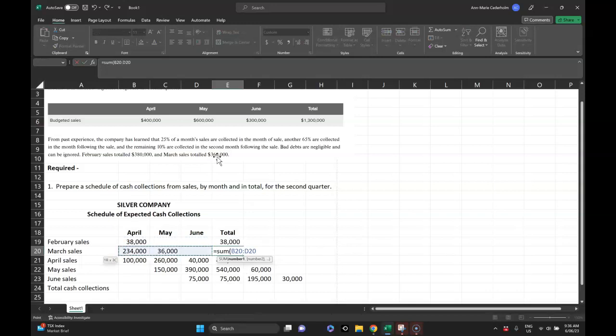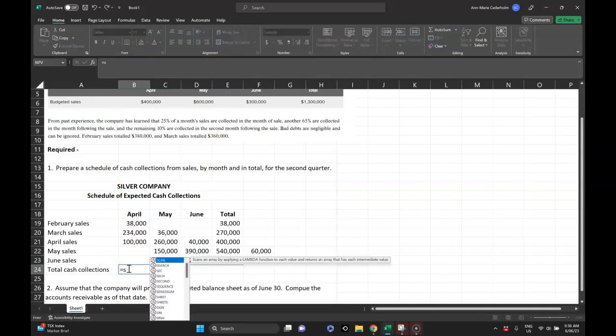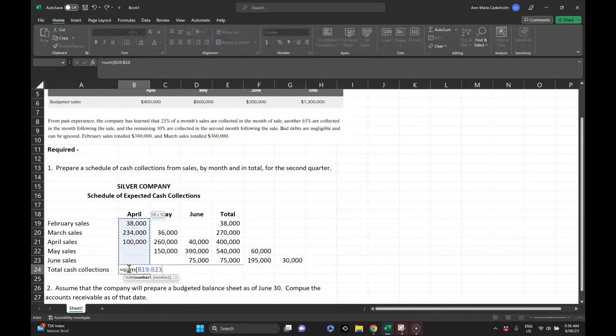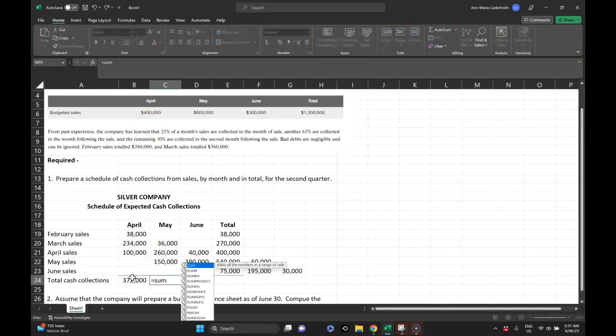So now I have all of my collections. So what I'm going to do is just total this up. So this is how much cash I'm collecting in April, 372. Even though your sale is 400,000, that's not the cash that we're collecting, because we're collecting cash from different months and different periods.